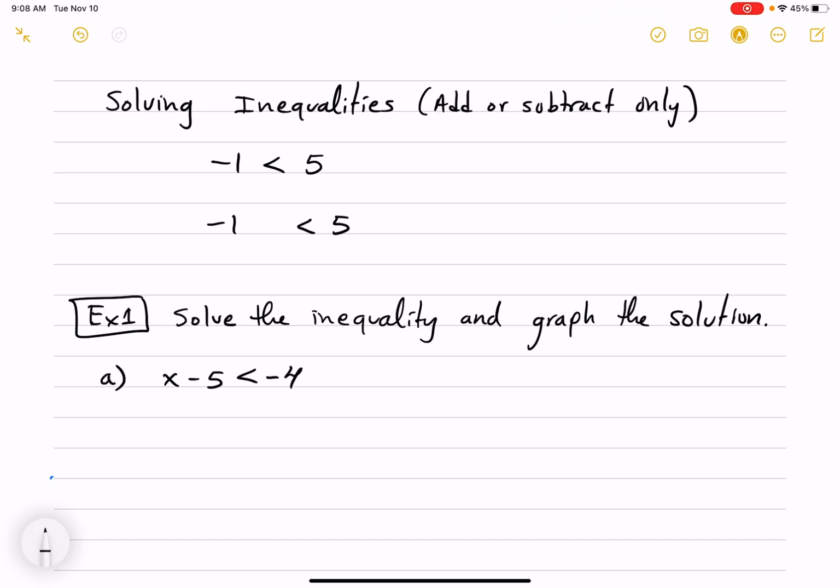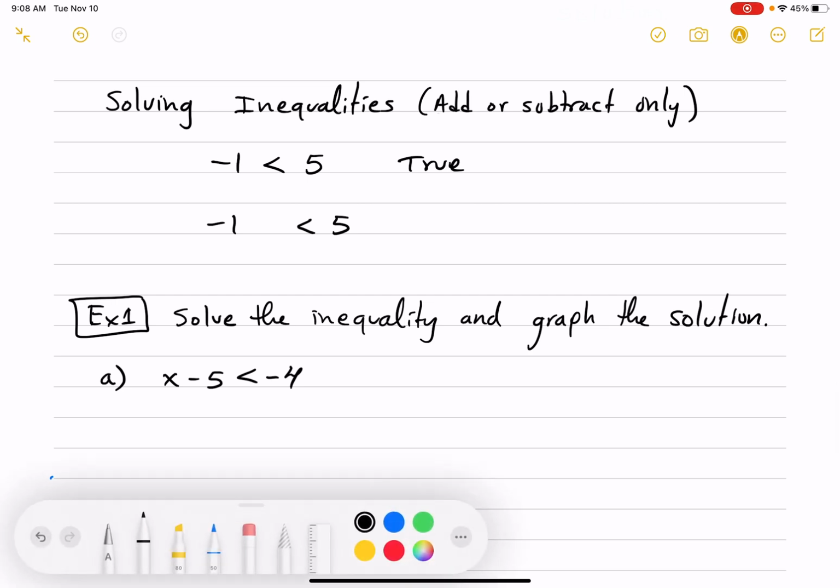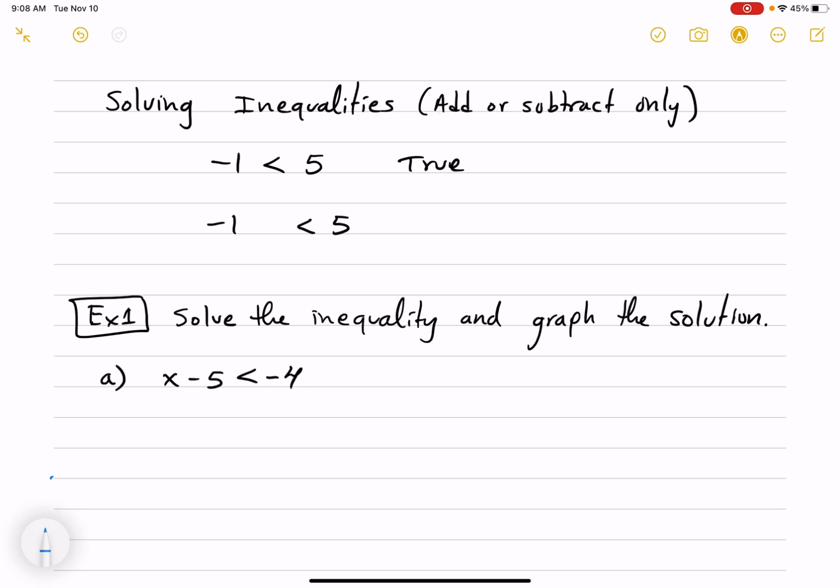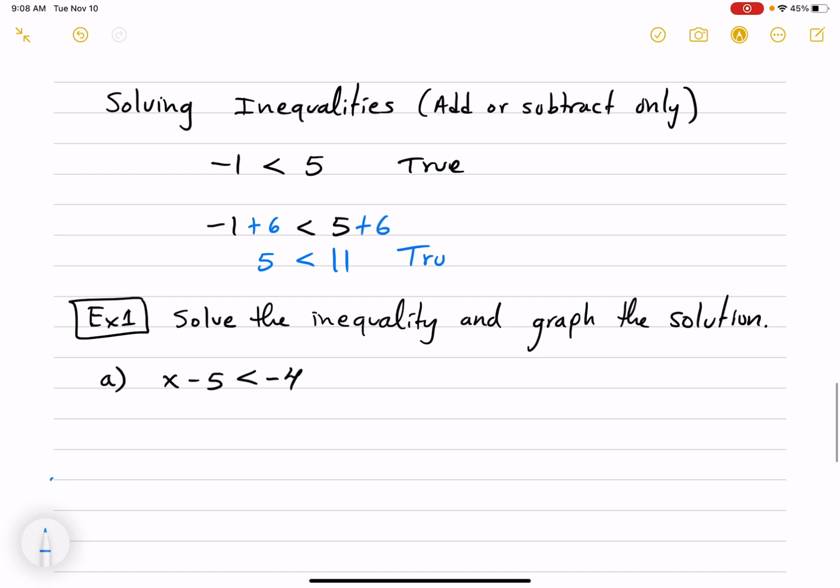Let's go ahead and get started with the statement -1 is less than 5. We know that this is a true statement, and if we add or subtract the same number on both sides, the statement should remain true. So for example, if I just add 6 to both sides, -1 plus 6 is 5, and that's less than 11. Notice how this statement still remains true because I added the same number to both sides of the inequality.